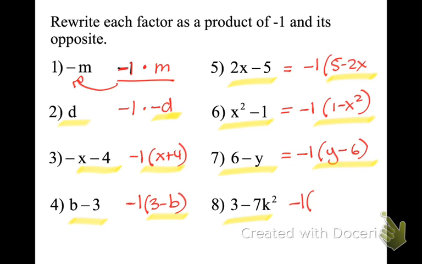7k minus 3. Yep. I thought we were writing that. Negative 1 times 7k minus 3. 7k squared. Number 5 is incorrect. There's only one parenthesis.